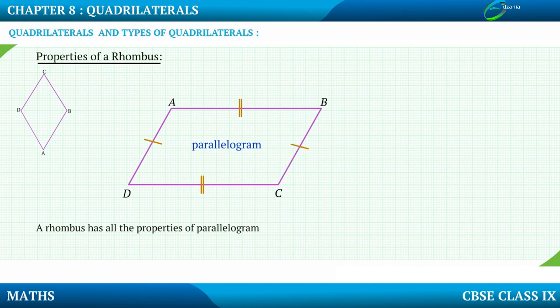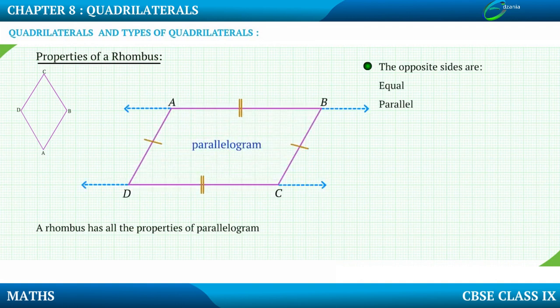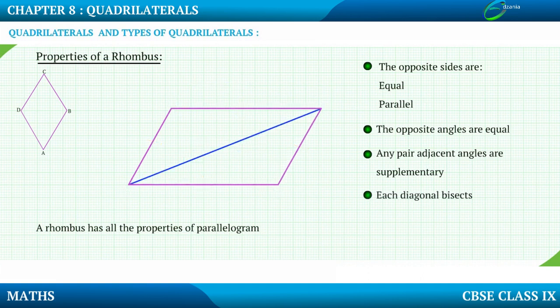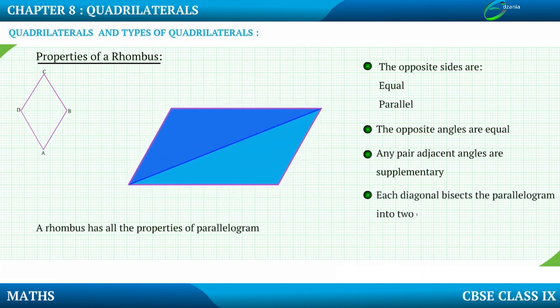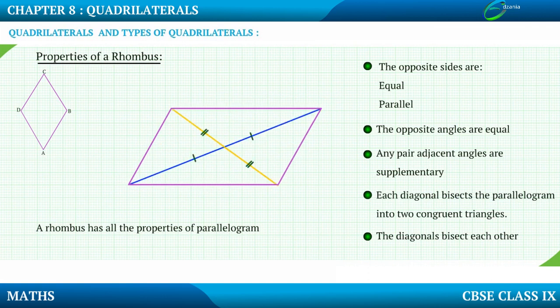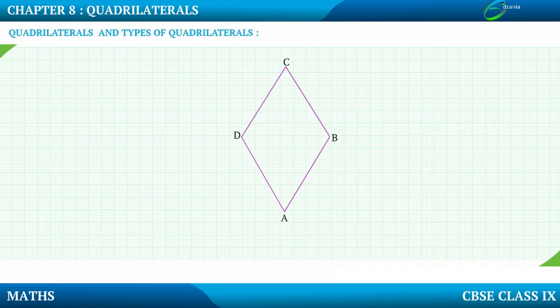Do you remember the properties of a parallelogram? Yes. The opposite sides are equal and parallel. The opposite angles are equal. Any pair of adjacent angles are supplementary. Each diagonal bisects the parallelogram into two congruent triangles. The diagonals bisect each other. And a rhombus also has some additional properties which a parallelogram does not have.